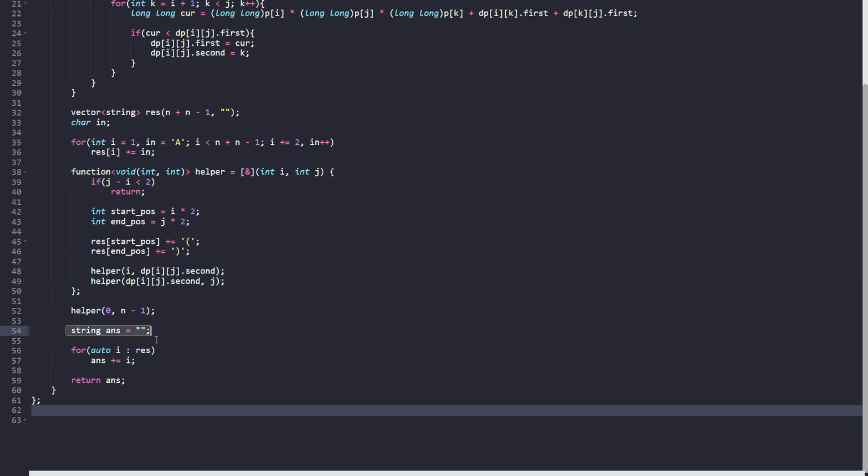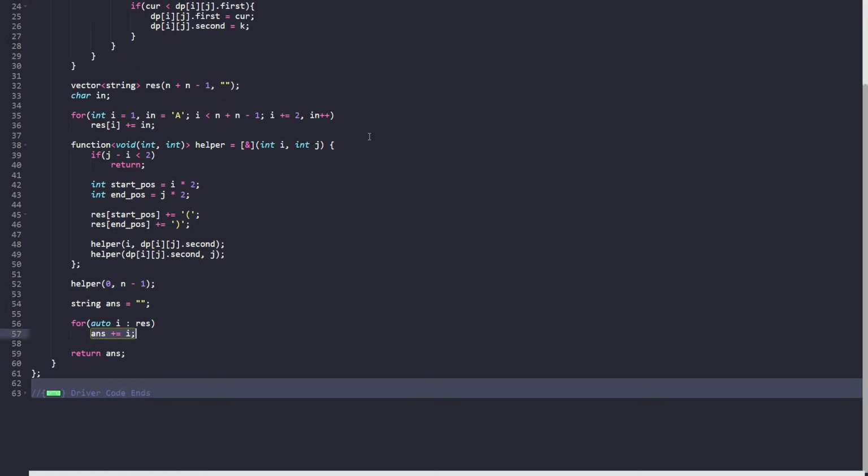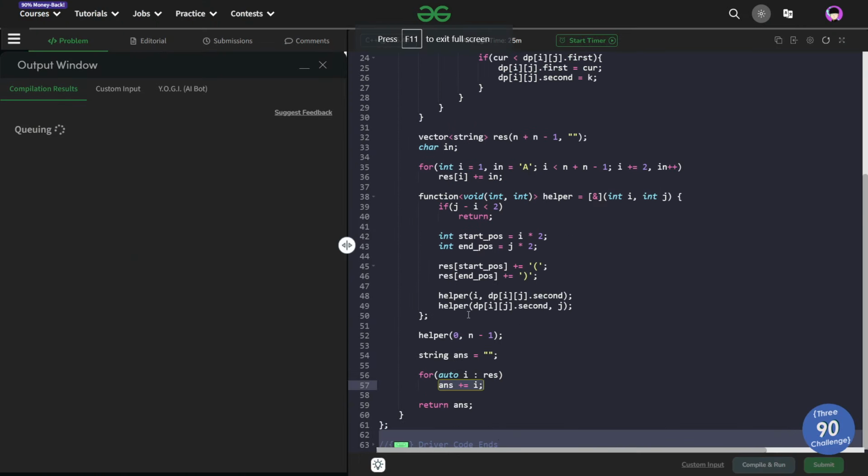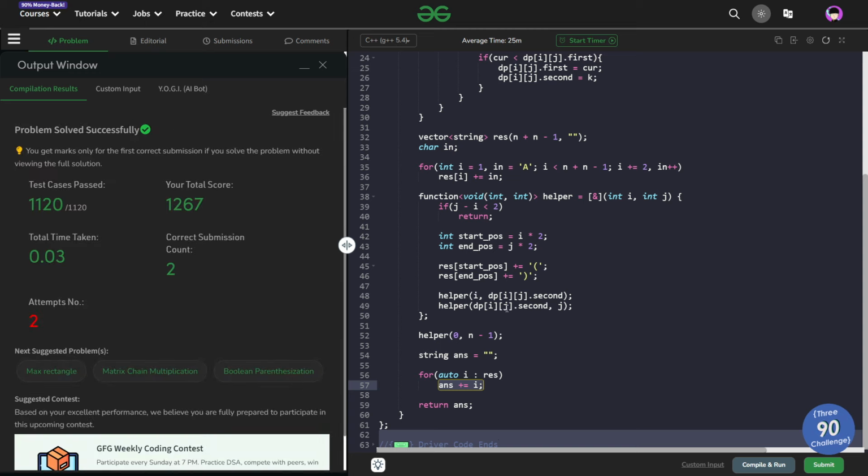At the end I can just initialize my answer with an empty string, and for going through all the values in the result vector, I'm just going to add it into my answer and then return my answer. So how do I escape this particular? Yeah. Let me try to submit this and see whether this works or not. So you see this passes all the test cases and this solution is absolutely correct.